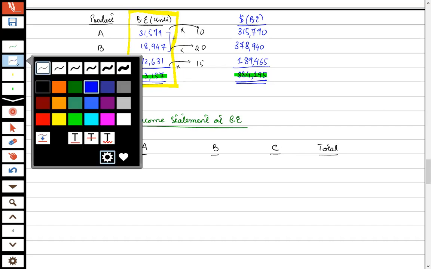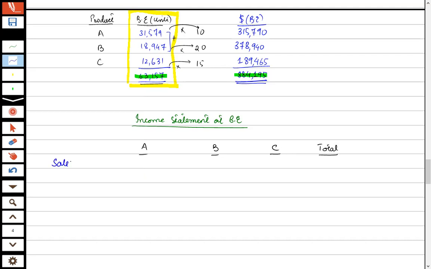First of all, we will write the sales value. The income statement is in dollar amounts. The sales value that we have calculated here: 315,790, 378,940, 189,465, and the total 884,195. Done.